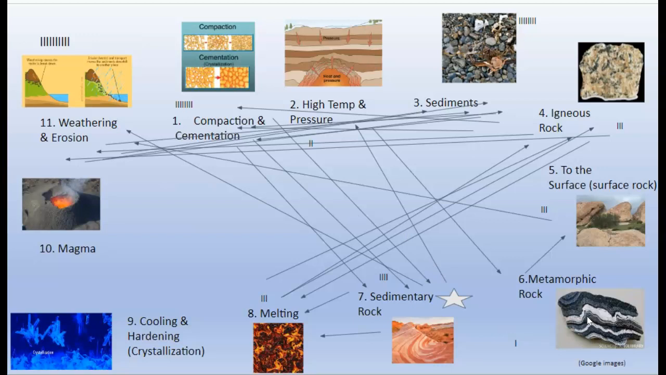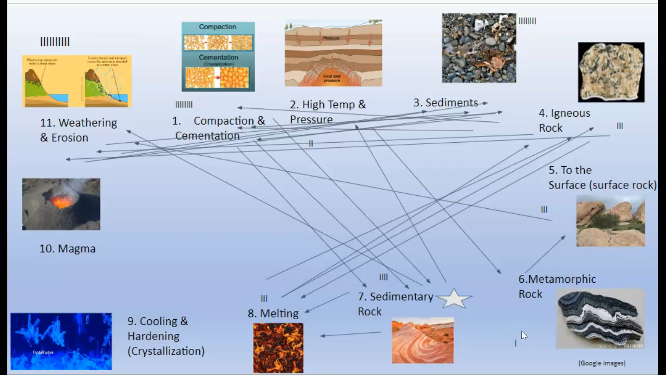So what if we take a look at a metamorphic rock? There's an arrowhead pointing to it here. High temperature and pressure form metamorphic rock. Well, let's see, high temperature and pressure, what came before that? Here's an arrowhead right here. Sedimentary rock. A sedimentary rock was exposed to high temperature and pressure, became a metamorphic rock. And where did the sedimentary rock come from? Well, follow an arrowhead back here. Compaction and cementation. What was compacted and cemented? Follow an arrow back here. Sediments were compacted and cemented to form a sedimentary rock that was exposed to high temperature and pressure and became a metamorphic rock.